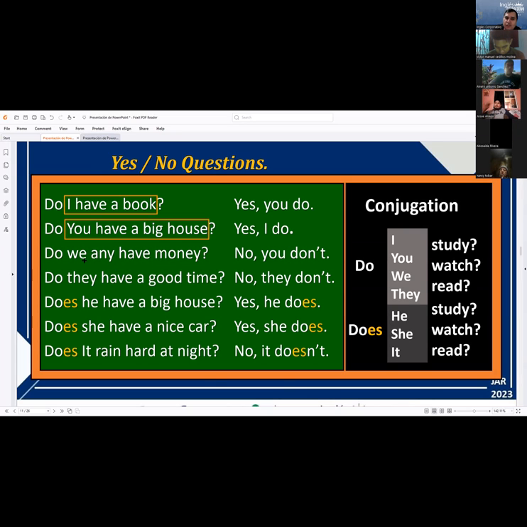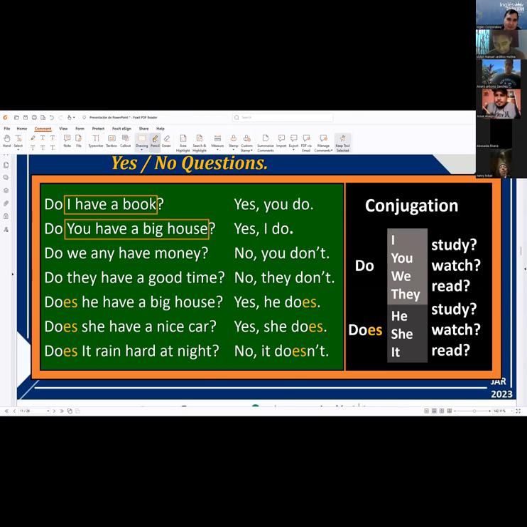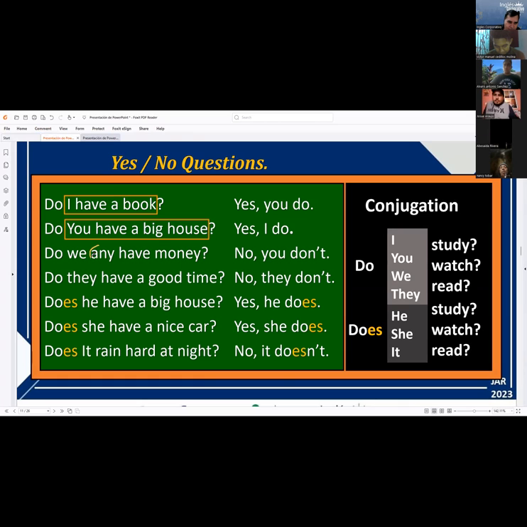Here we say we have some money. And it's do we any have now? Do we have any money? This any is in the wrong place. This money is here. Is do we have any money? There is a mistake.